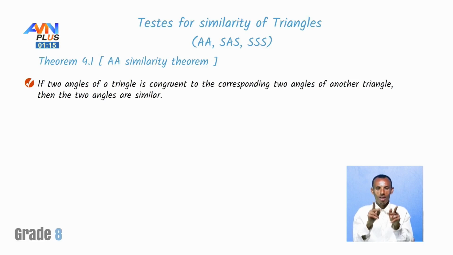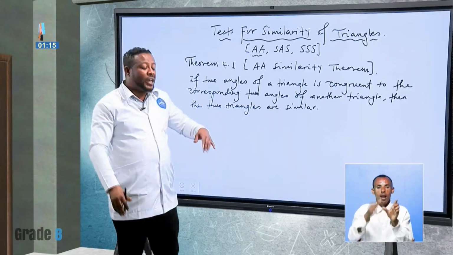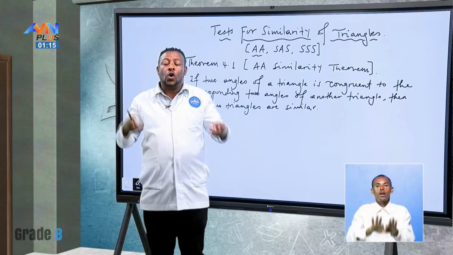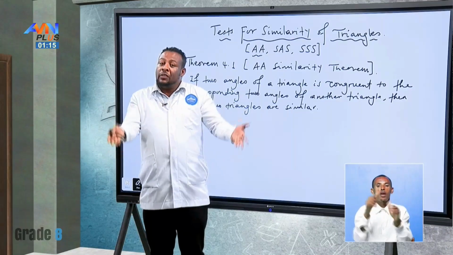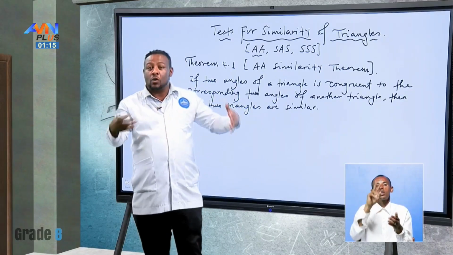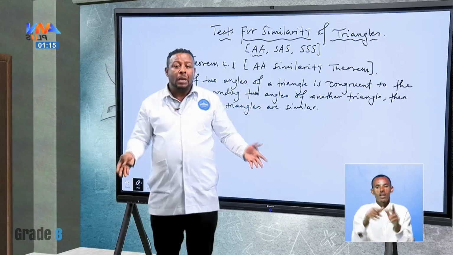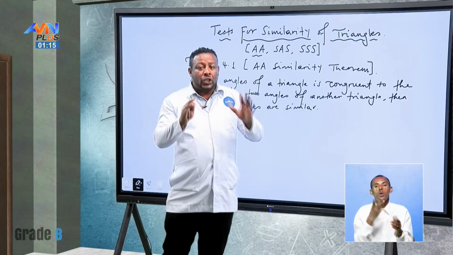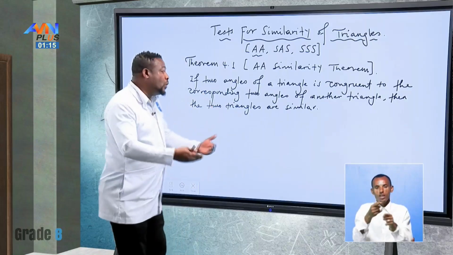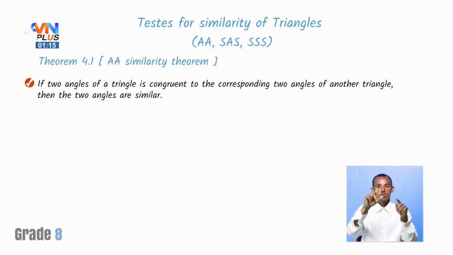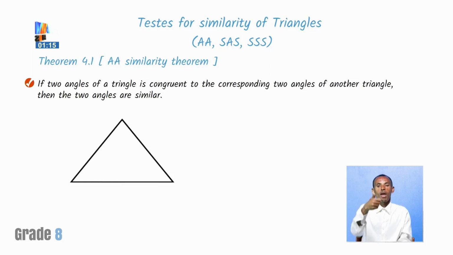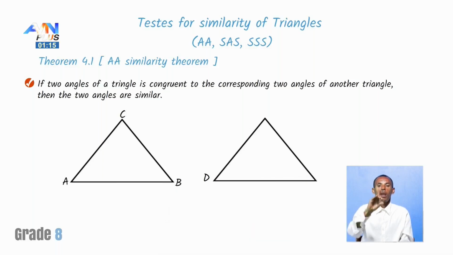So this first theorem, the angle-angle similarity theorem, requires two congruent corresponding angles. By default, if two of the corresponding angles are congruent, the third angle will also be congruent. But we don't care about the third angle. So geometrically, if we have two triangles, say triangle ABC and triangle DEF, look at these two triangles.